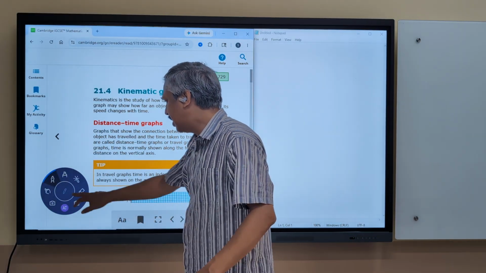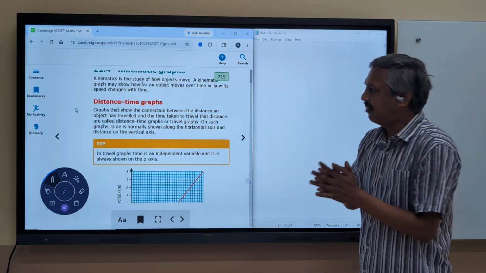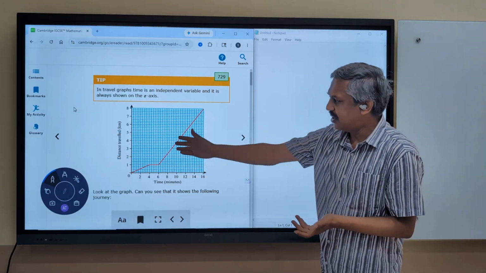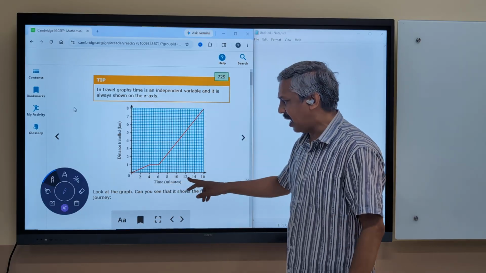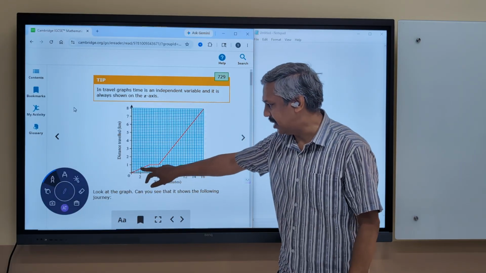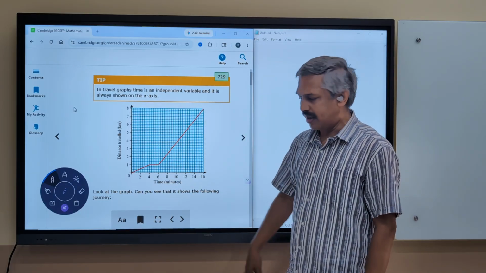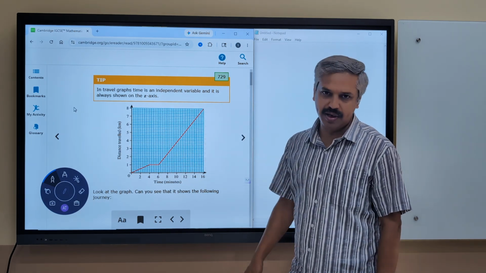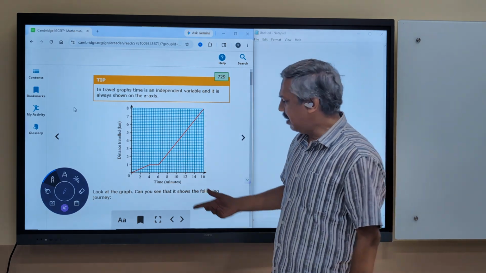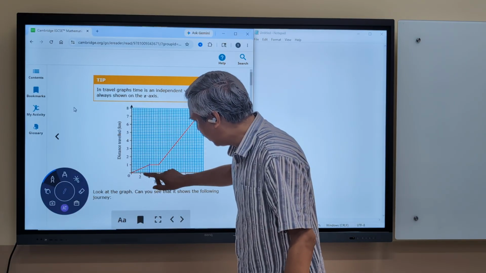Let's see what is there. Let's see the first graph. The first graph is the distance-time graph. On the y-axis there is distance traveled, on the x-axis there is time. And you see the graph is increasing first uniformly, then it remains constant, and then it increases further uniformly again. Key points are here, up to this point.